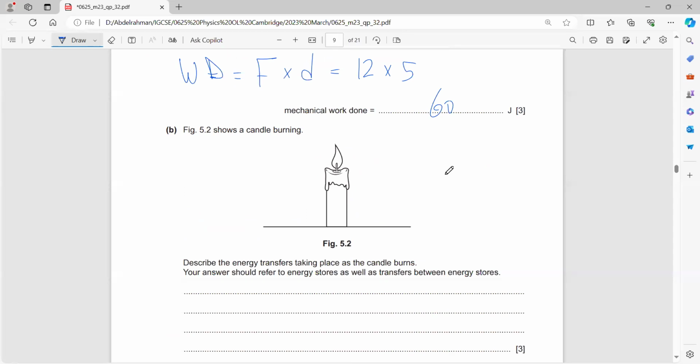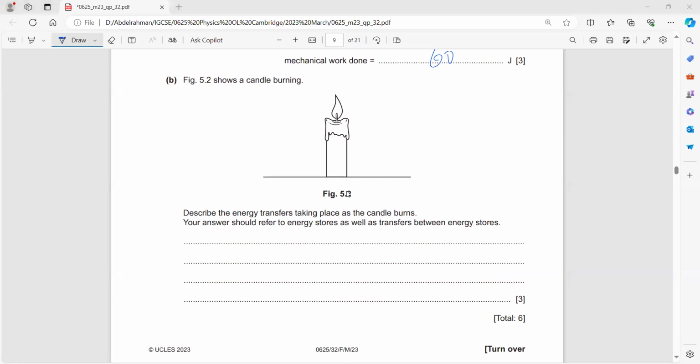The picture shows a candle burning. Describe the energy transfers taking place as the candle burns. What are the energy changes? Anyone knows? No one knows? What are the energy changes? Initially there is chemical energy stored inside the candle, they release thermal energy, and energy is transferred by infrared radiation.